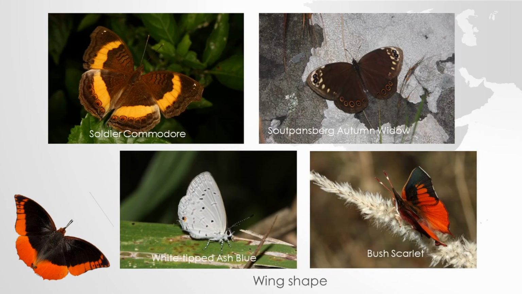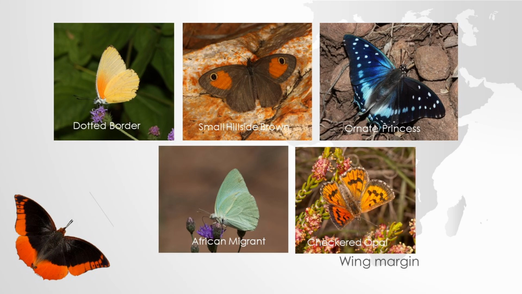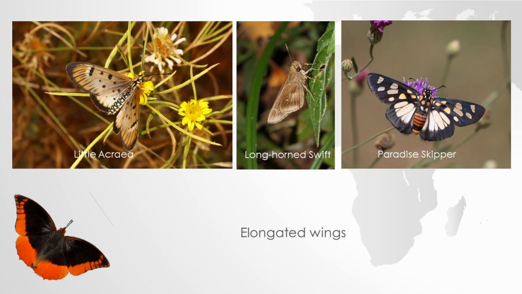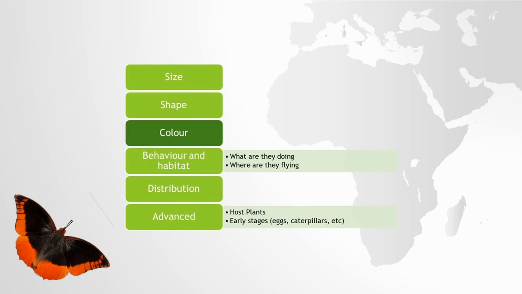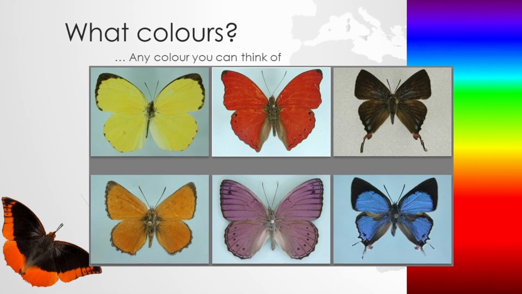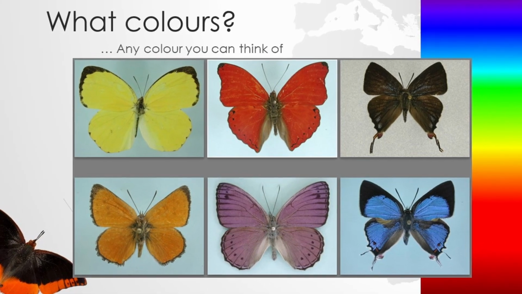Note the overall shape and the margins. And here are a few elongated wings. To summarize shape, here are a few more. Color is arguably the characteristic most identified with butterflies, and any color will do.